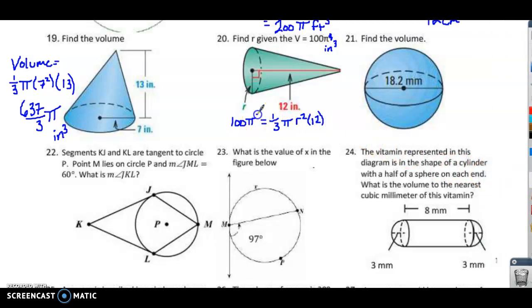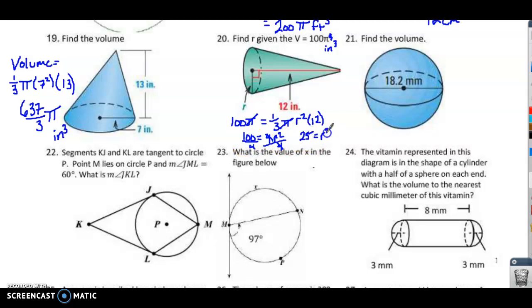Well, a couple things happen here. We can get rid of the pi's, sort of cancel those out on each side. 1/3 times 12, well, that's going to be 4. So I've got 100 equals 4r squared. What can you do to both sides to isolate r? Well, you can certainly divide by 4, and that works out really nicely. 100 divided by 4 is 25.